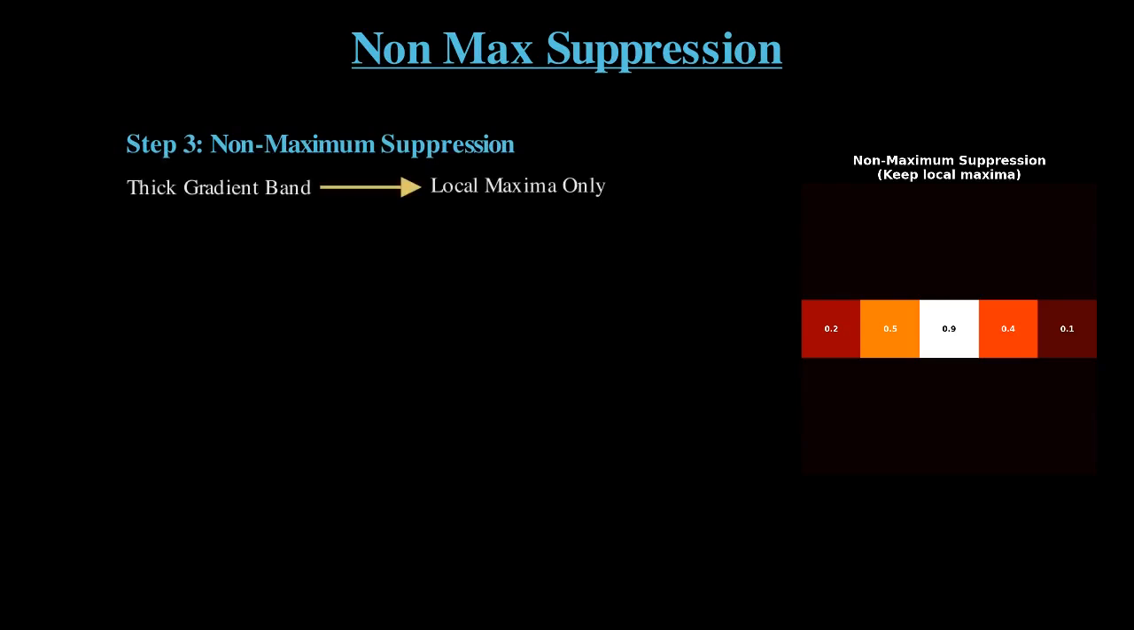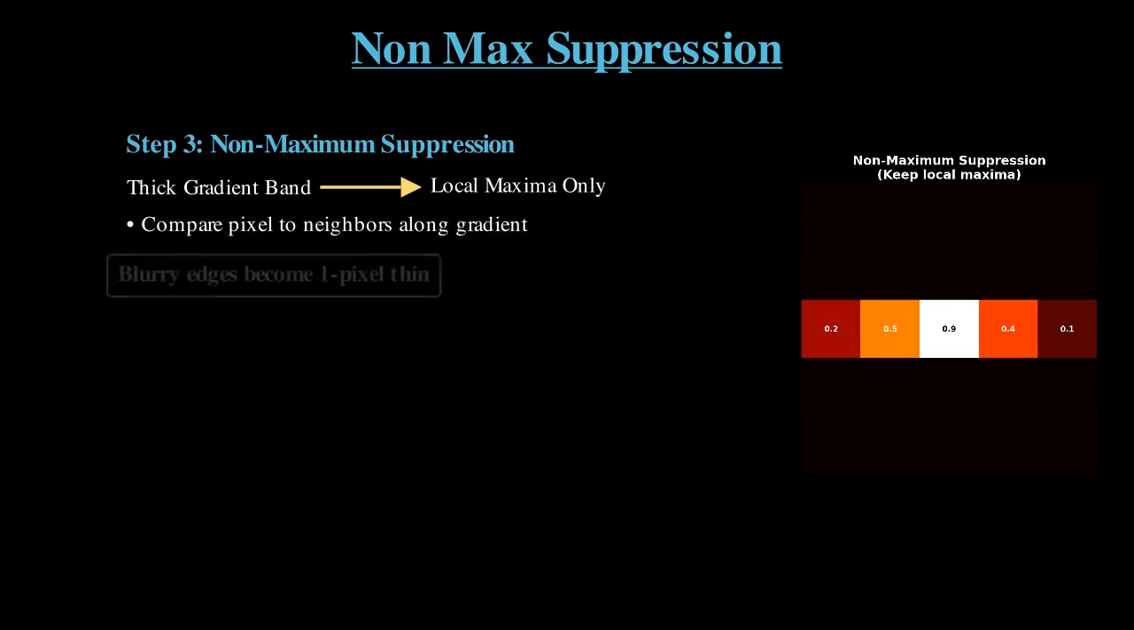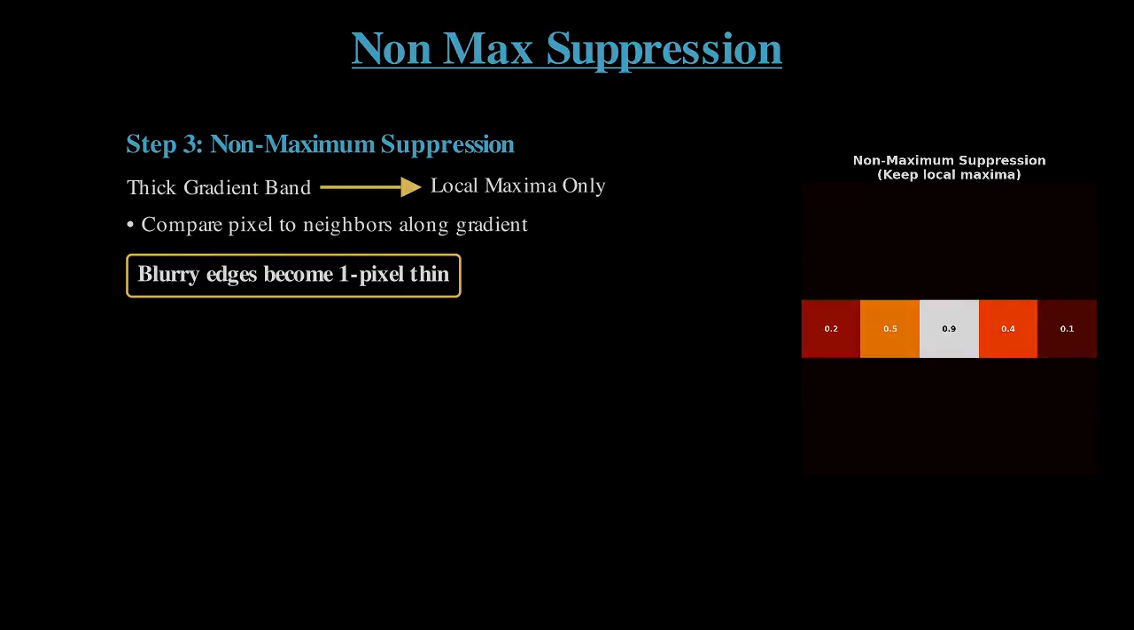The first enhancement is non-maximum suppression. The algorithm scans along the direction of the gradient and checks if the current pixel is the absolute maximum among its neighbors. If it's not the strongest point on that thick edge, it gets suppressed, meaning it's turned to black. This brilliantly thins out the blurry edges into precise, razor-sharp lines.